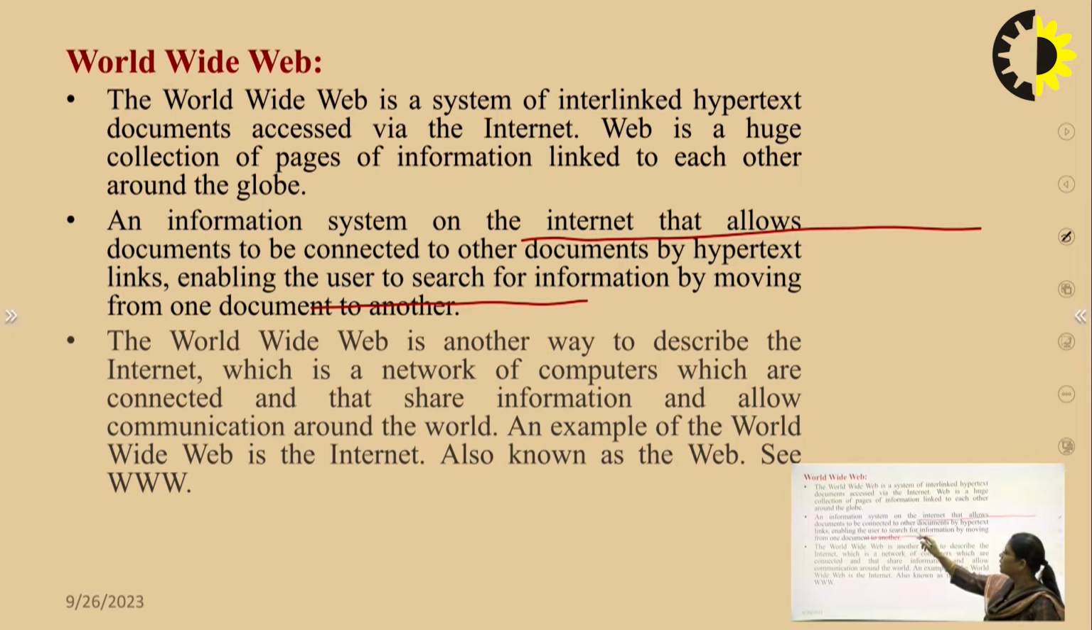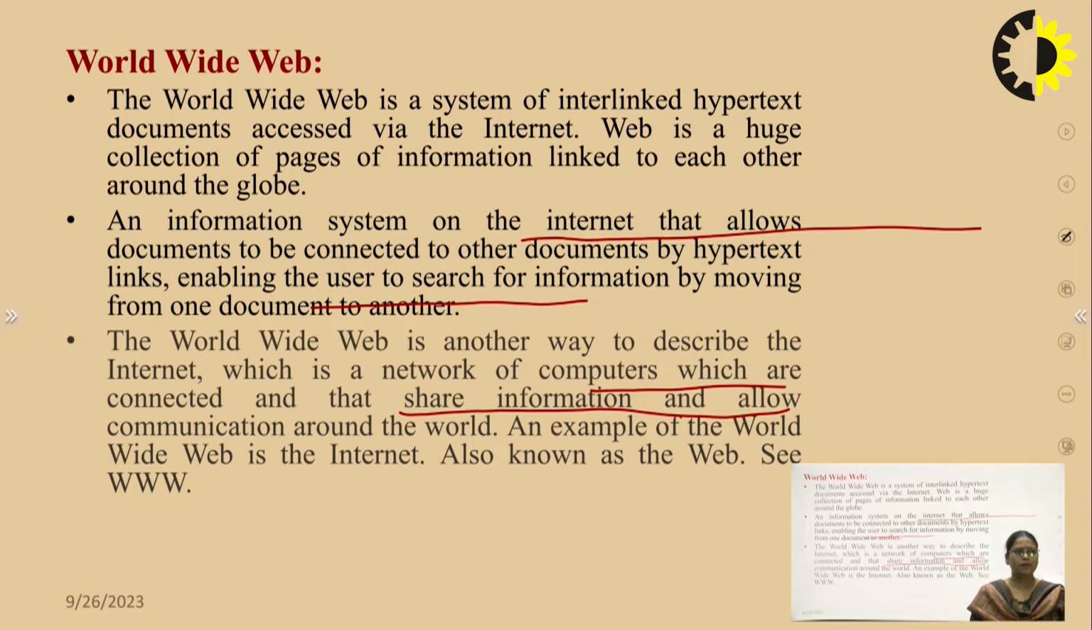access the information around the globe. An information system on the internet allows a number of documents to be connected to other documents by hypertext links. It enables the user to search for information by moving from one document to another. Another way to describe the World Wide Web is that it is on the internet, which is a network of computers that are connected and used for sharing and allowing communication around the world.